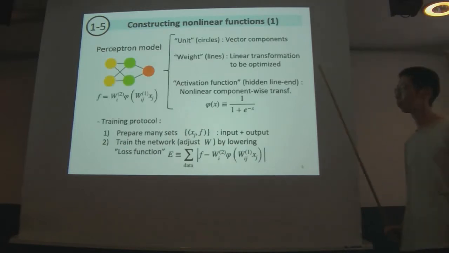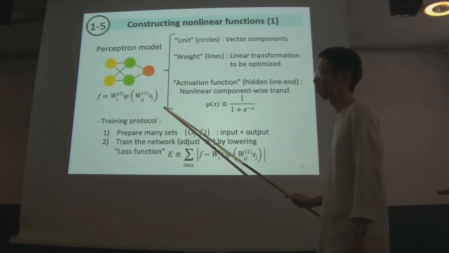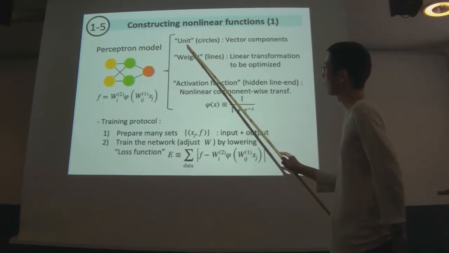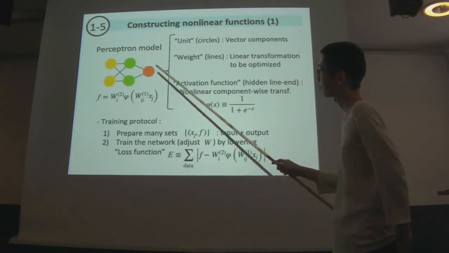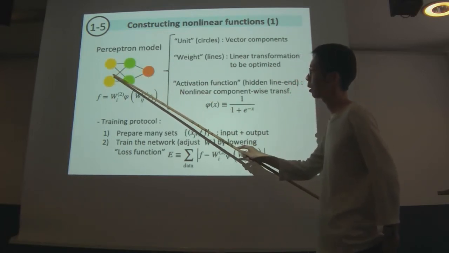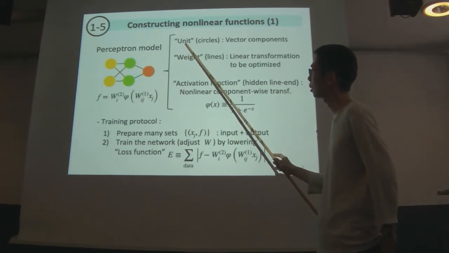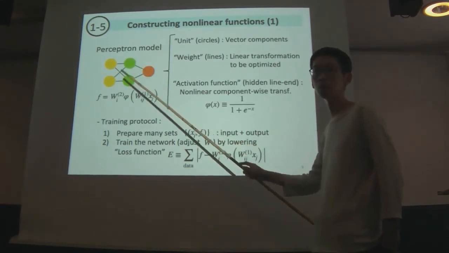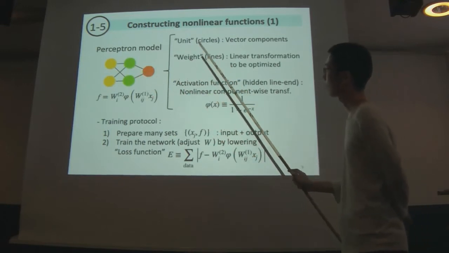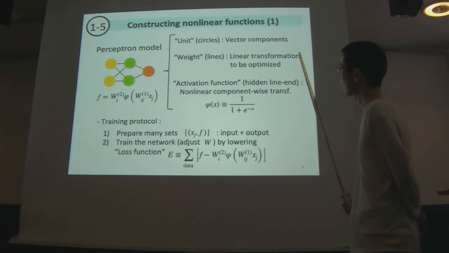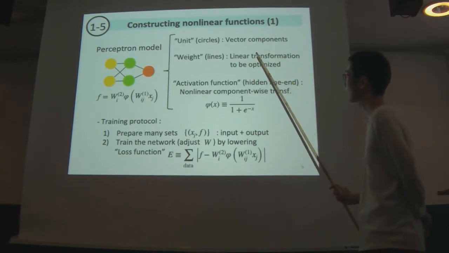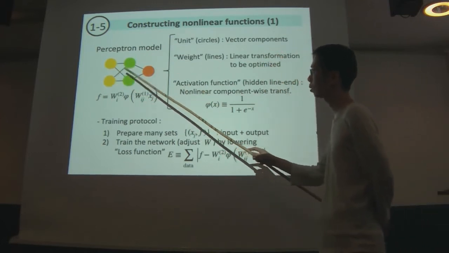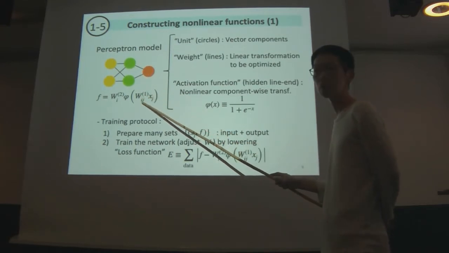So what is the perceptron model? This one represents this function. Let me go by model. These circles are called units, and those represent vector components. For example, in this case, these yellow circles are the input units. It's a two-dimensional vector: one value for this, one value for this. And those lines are called weights. This is the linear transformation, and the elements of this linear transformation will be optimized by the training. For example, from this 2-vector to this 2-vector, you multiply by a 2 by 2 matrix W.